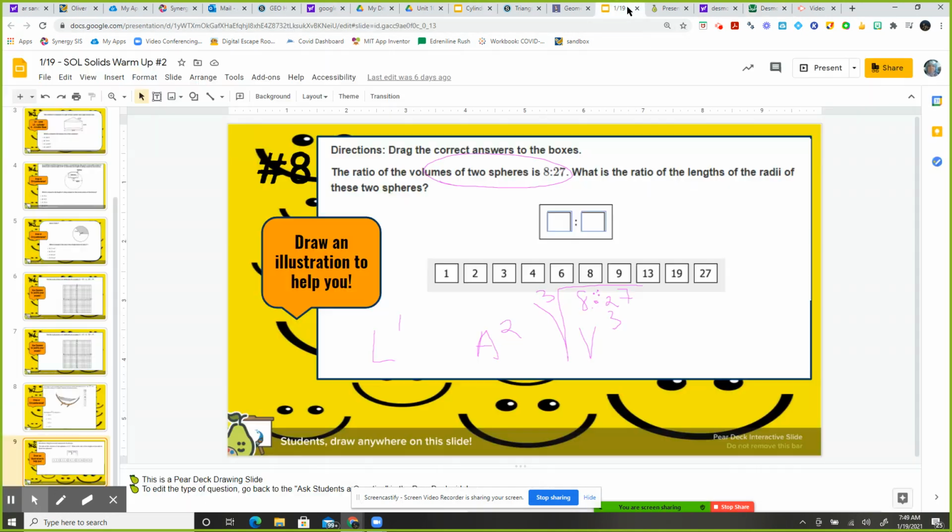So once we've done that, we've taken this 8 to 27 and made it a 2 to 3. So 8 to 27 in volume turns into 2 to 3 in length, and it wants the ratio of the lengths. So this is going to be a 2, and this is going to be a 3. Anytime you go from volume to length, you just take the cube root.